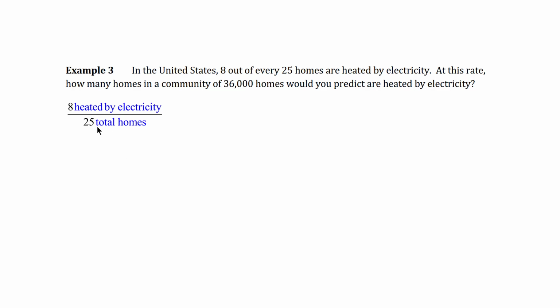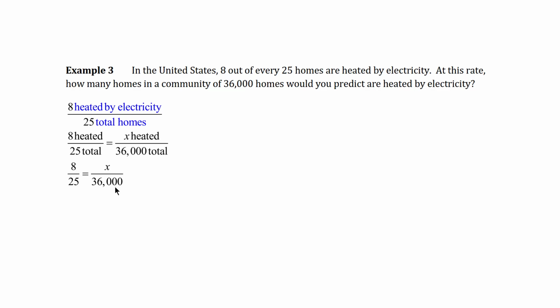Next, we set up a blank proportion, so I have 2 fraction bars equaling each other. I know that the numerators of the fractions represent the number of homes heated by electricity, and I know that the denominators represent the total number of homes. So on the left-hand side, I put 8 over 25, and on the right-hand side, I have x over 36,000. So I have 8 over 25 equals x over 36,000.